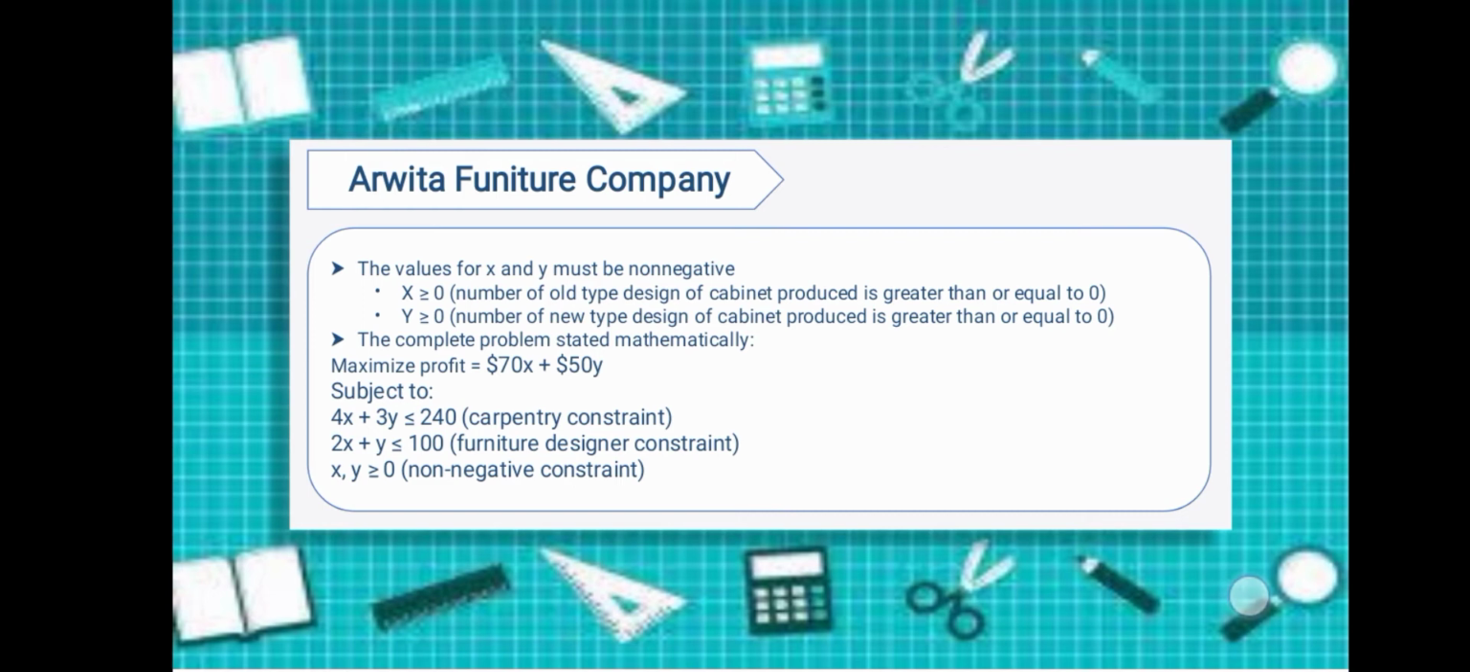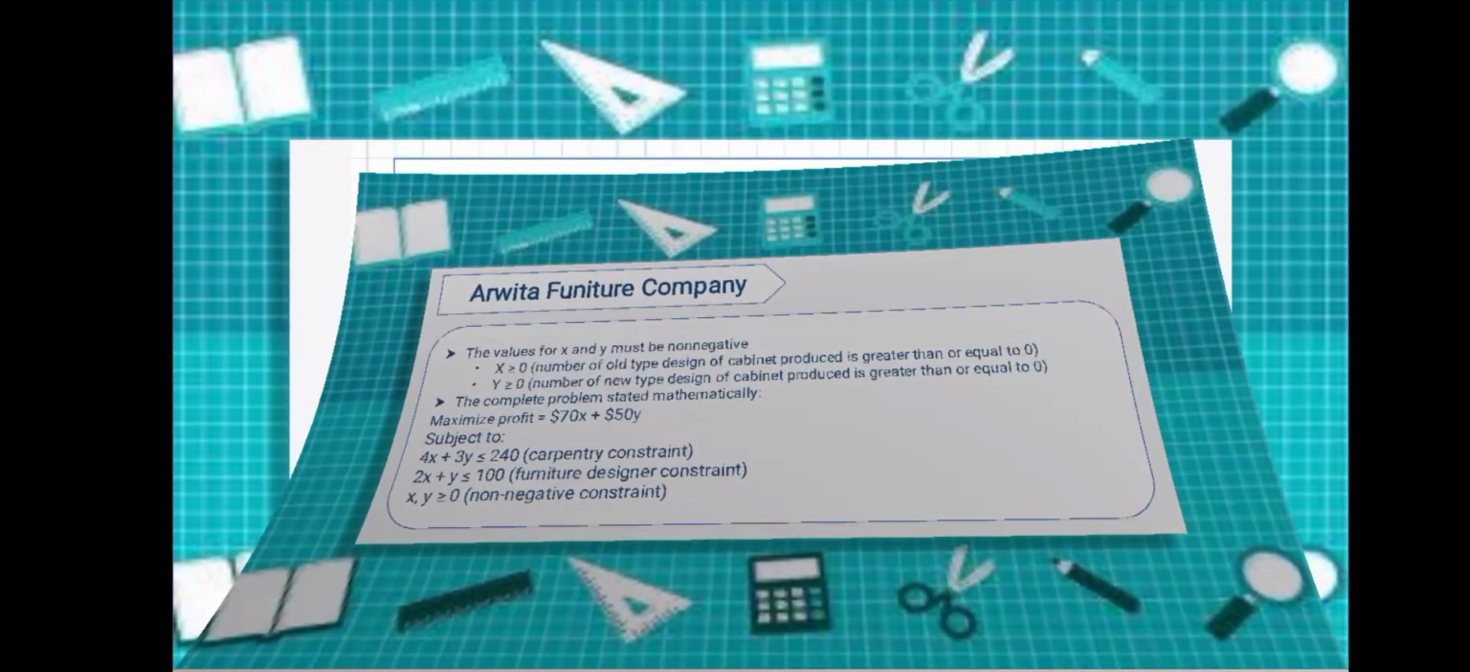So the maximized profit is equal to $70x for our new type design of cabinet plus $50y, where x and y represent the number of each type design of cabinet produced. Then subject to 4x plus 3y is less than or equal to 240 as our carpentry constraint, and 2x plus y is less than or equal to 100 as our furniture designer constraint, and x and y must be greater than or equal to 0.